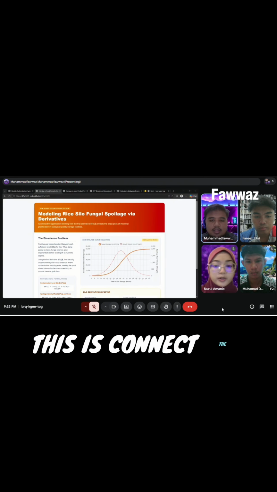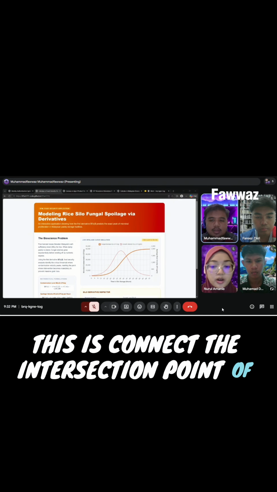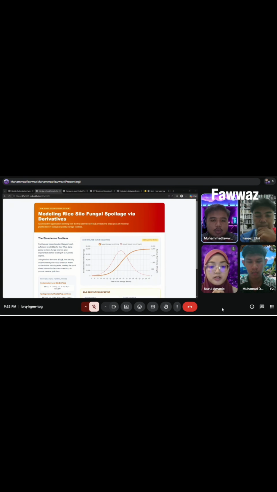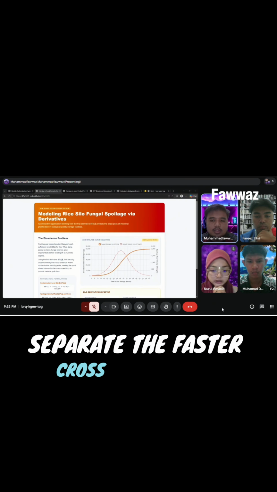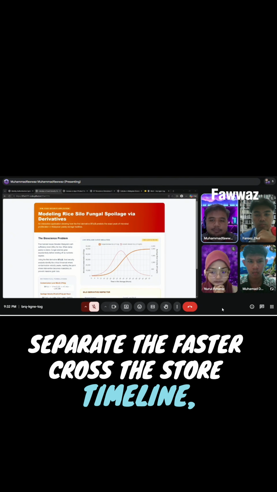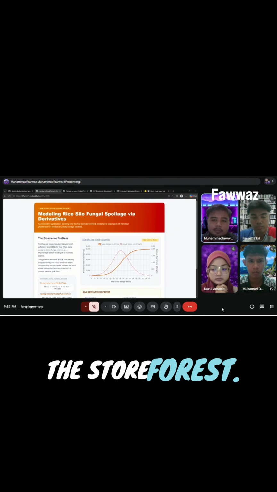This is called the inflection point of the original function, where the fungal growth rate separates the faster phase across the whole timeline. That's all for me.